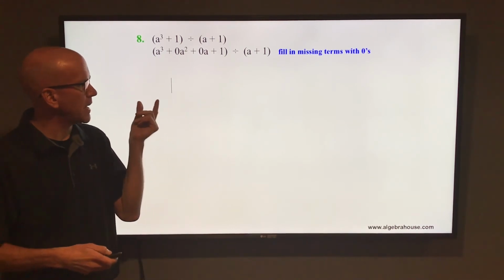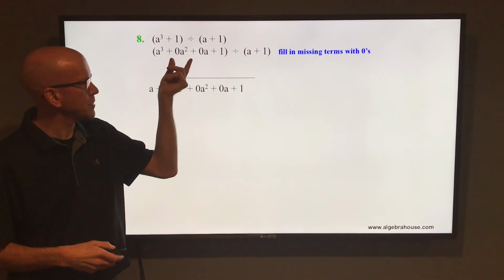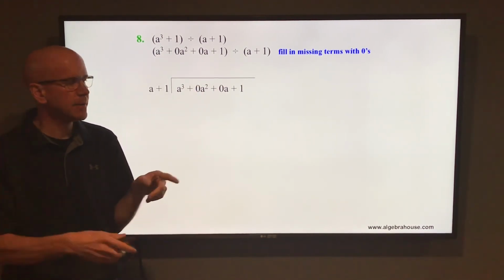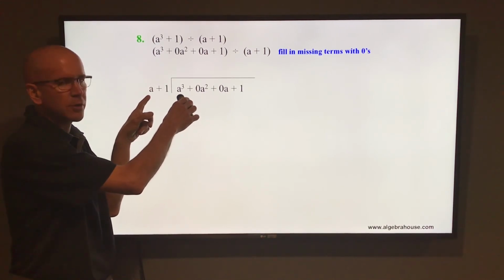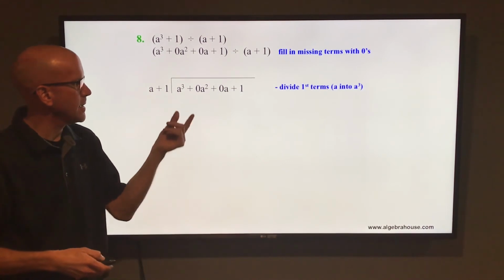So we're dividing by a plus 1. That a plus 1 goes on the outside. And we're dividing a to the third plus 0a squared plus 0a plus 1. Put that on the inside. Now when you divide, start by dividing just the first terms. You're only dividing a into a to the third. Or a to the third divided by a, that is a squared.